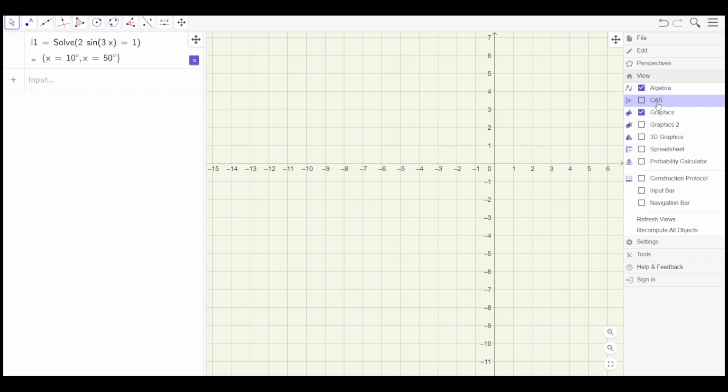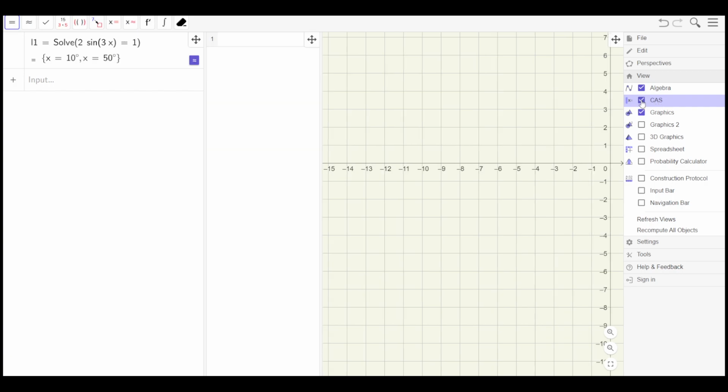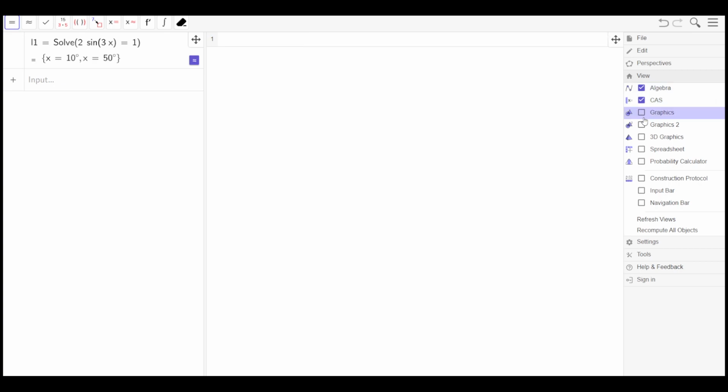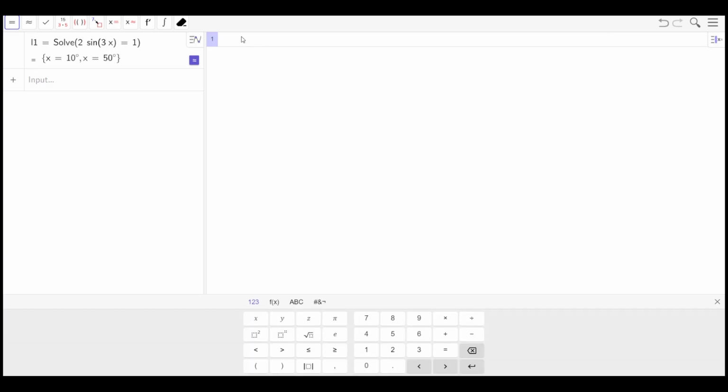So CAS is an abbreviation for that, so you need to choose this one. Okay, and then because I don't need graphics right now, let me take it off so that it is not disturbing me. So remember these things. And then you go here, and let me just do the same thing. Let us see what happens.